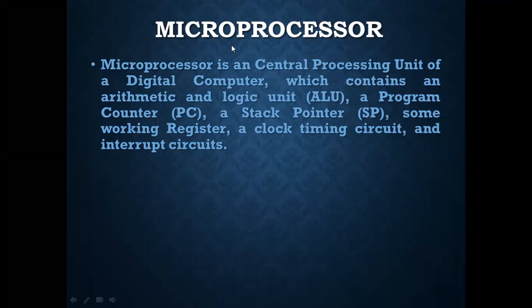And the program counter stores the address of the next instruction to be executed. Some working registers are there. Likewise, in 8085 there was the accumulator, B register, C register, D, E, and HL. These registers were used for temporary data storage, and the clock timing circuit and interrupt circuits are there.